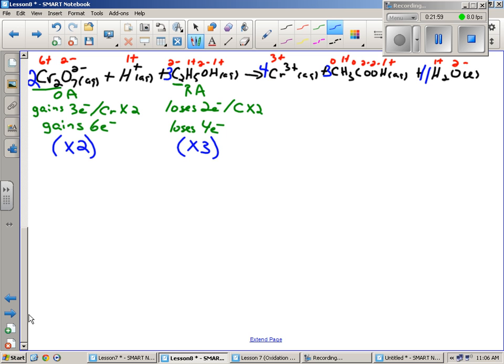No hydrogens there. On this side, I have 6 hydrogens times 3, which is 18 hydrogens. Here I have 4 and 3, which is 12, and I just added those 11, so that's 1. So on the right side I have 34. On the left side I have 18. So I need another 16 to balance that out.